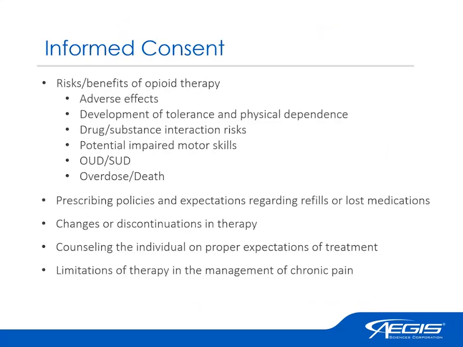The informed consent process walks the patient through the risks and benefits of opioid therapy or other controlled substance therapy, including the adverse effects, potential for development of tolerance and physical dependence, drug and substance interaction risks, the potential for impaired motor skills, the possibility of developing opioid or substance use disorder, and the potential for overdose and death. The informed consent process also educates the patient on prescribing policies and expectations regarding refills or lost medications and conditions that can result in changes or discontinuations in therapy, as well as proper expectations of treatment and the limitations of therapy.